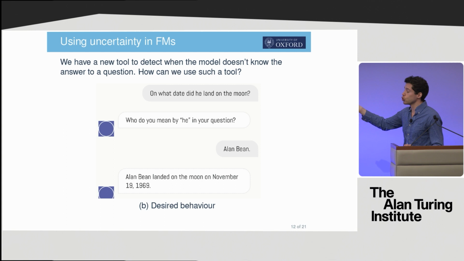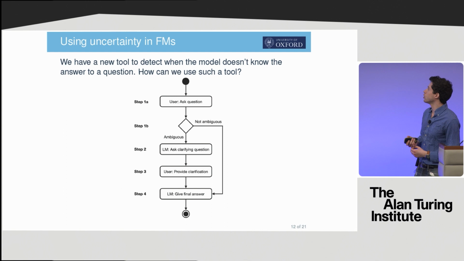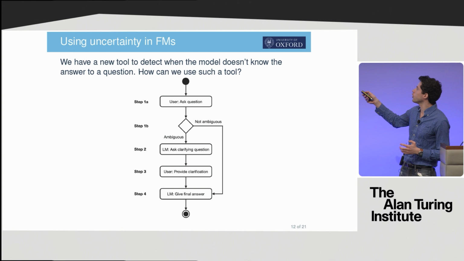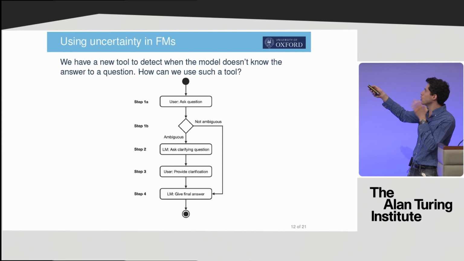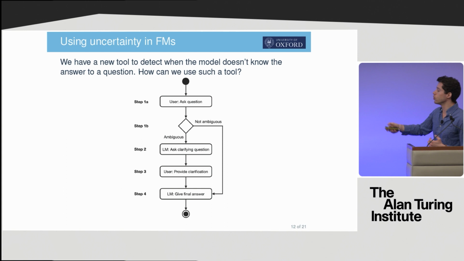We can use the tools we talked about earlier, the tool to quantify when the model doesn't know the answer, in order to do something much more interesting than just naive dialogues. We can introduce structure into our dialogues. We can use a decision graph where the user asks a question. If the model decides that it's very confident in the answer, i.e. it's not ambiguous and it has all the information it needs, then you just give the answer. On the other hand, if the model decides it's ambiguous, then the model can ask a clarifying question, the user provides a clarification, and the model then gives the final answer based on the complete information that it now has. So what would that look like?